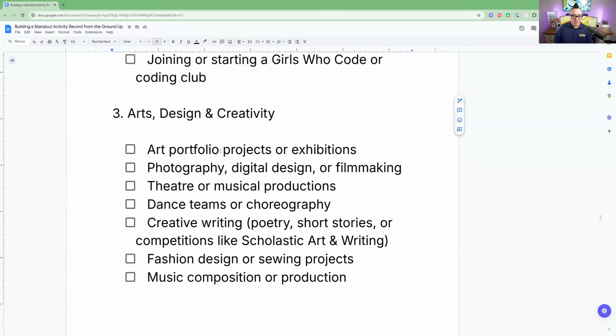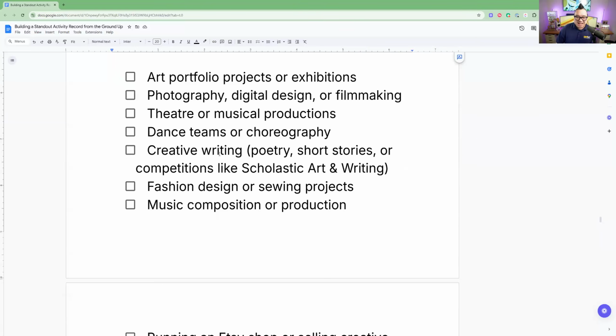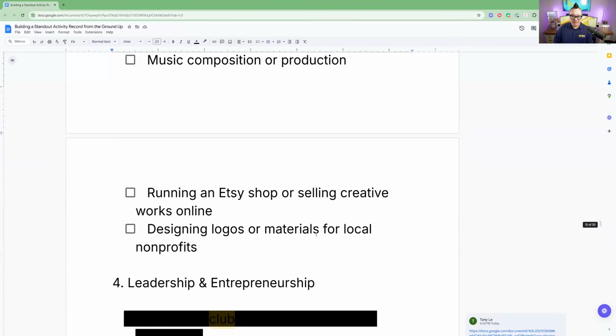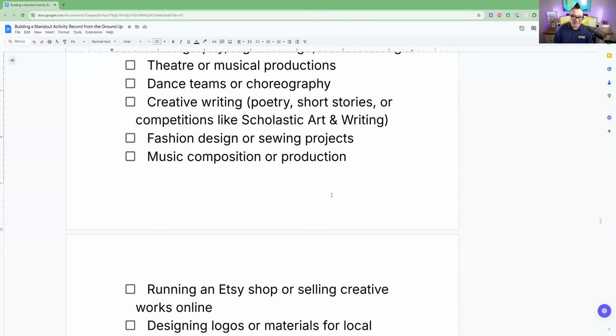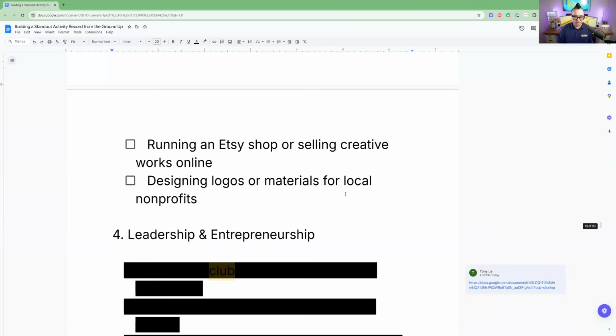Art portfolios, photography, filmmaking, theater, music production, dance teams, creative writing, fashion, sewing, music composition, Etsy designs. By the way, a lot of these ideas are from our coaching students. So if I'm listening to your stuff, you were inspired by this, right? You have kids who are doing these exact things with us right now as well.